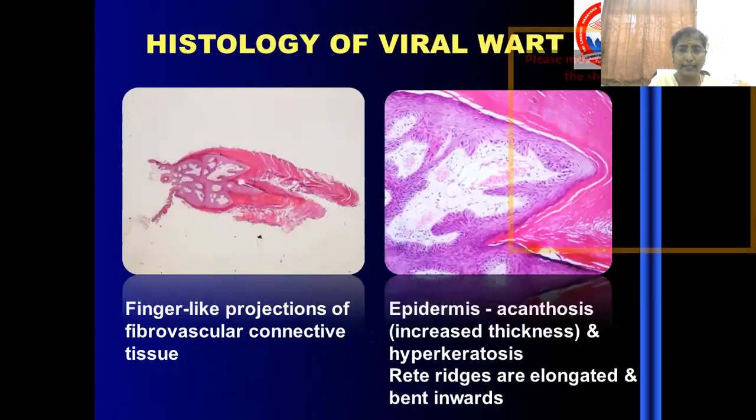Histology. So what is there in the histology of viral wart? It has finger-like projections of fibrovascular connective tissue. And there is also epidermal acanthosis. What is acanthosis? Increased thickness of the epidermis, with hyperkeratosis, and rete ridges that are elongated and bent inwards.